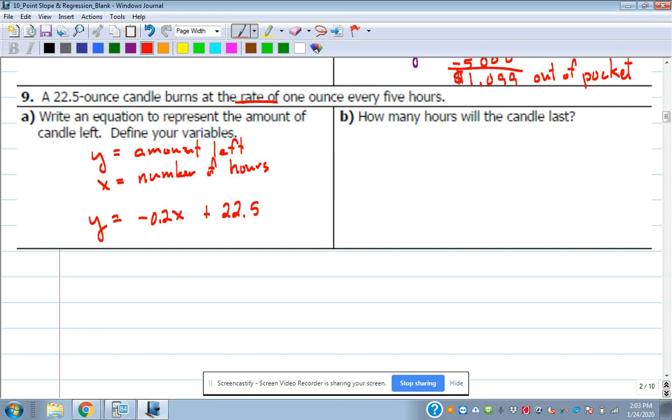How much is left when the candle's done? Theoretically, we all... How much of the candle's left when it's finished? None. Mathematically, none is what number? 0. So the amount left is 0. So we'd set up this equation.